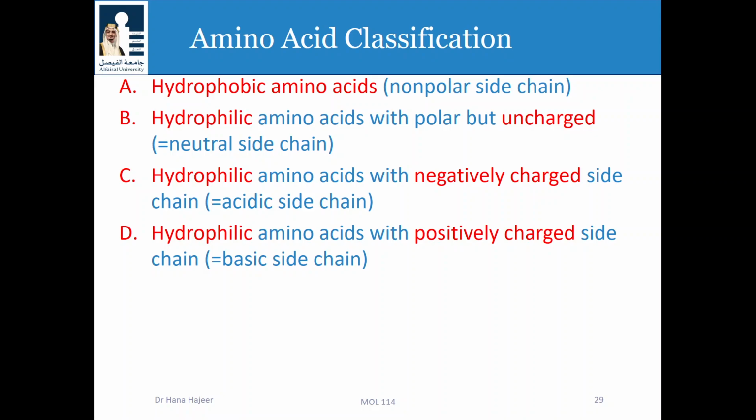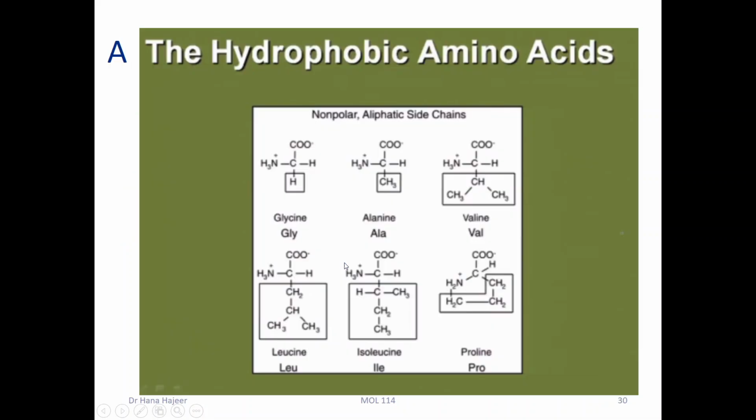Now we come to the last part, which is the classification. So we classify amino acids according to the properties of the R group. So we have hydrophobic amino acids, hydrophilic neutral, hydrophilic with a negative charge, and hydrophilic with a positive charge. So these are the 4 classes of amino acids.